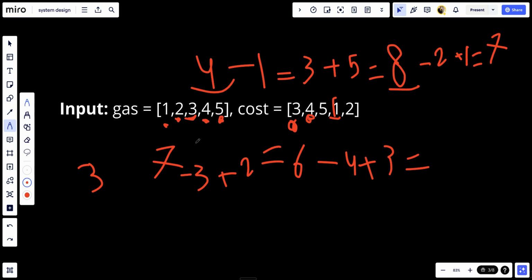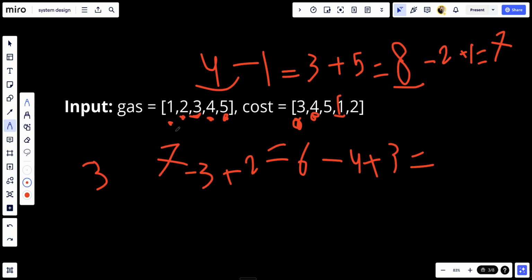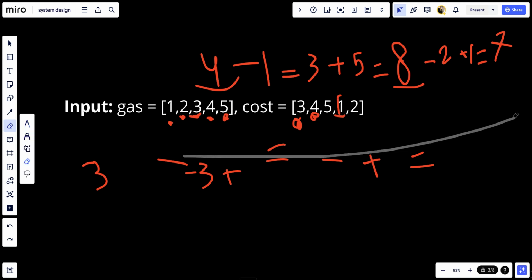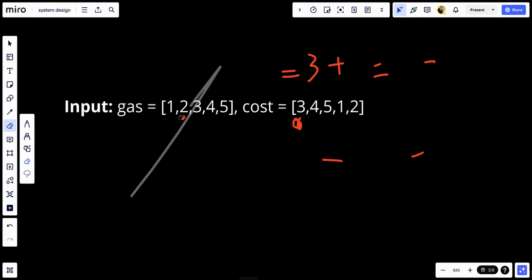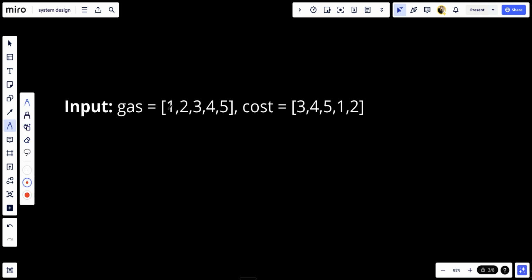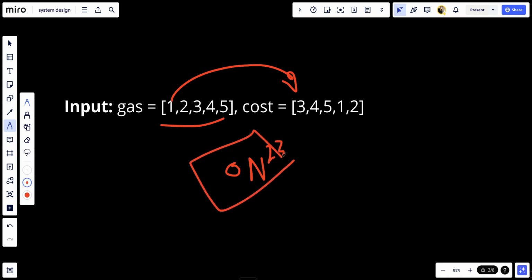The way we can solve this problem is that first we can just loop through the gas array, and for each element we loop through the cost with a nested loop, and try to compare it with all the other elements. And this one, I guess, will be O of n squared or cubed. I don't know, but it will not be a good solution at all.